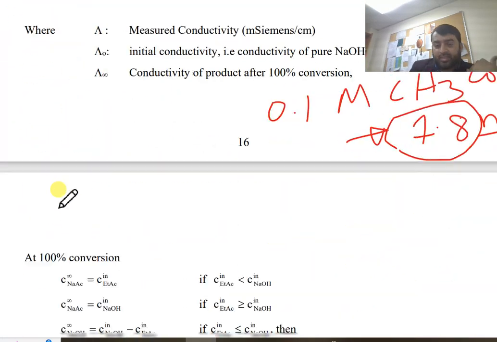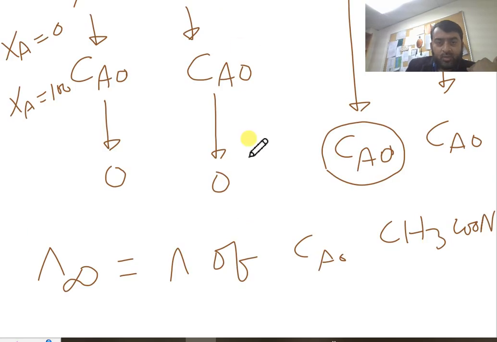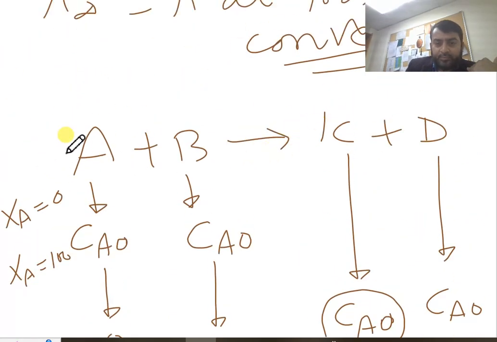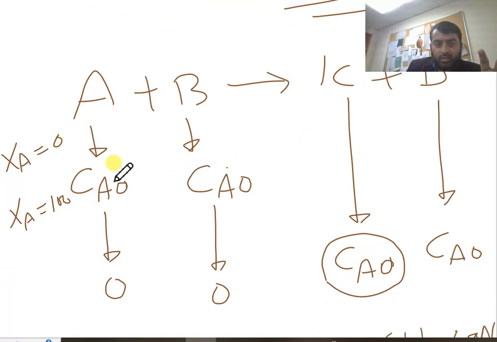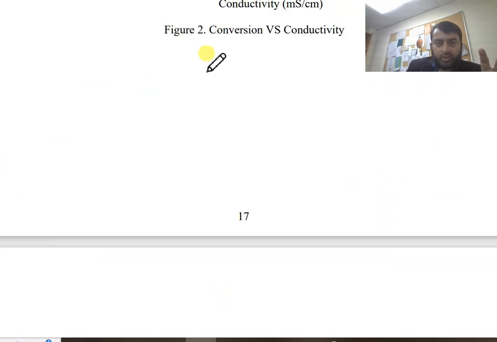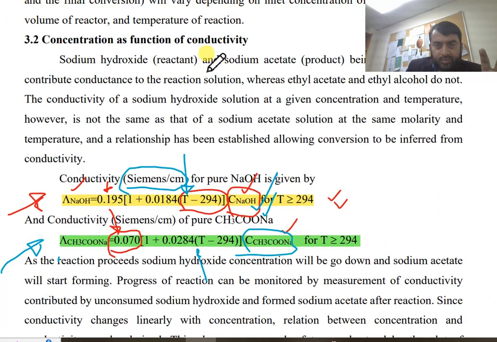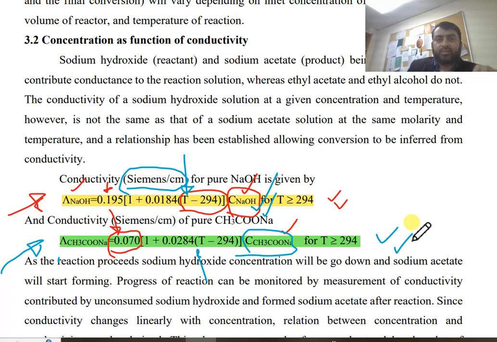So, for lambda infinity, what you need to do is find what concentrations you will have at 100% conversion. When conversion is 100%, based on initial values, you get all the concentrations and see what you have. Then calculate the conductivity of whatever is left over. In this case, we have equal moles, so you will have only sodium acetate. You go to the correlation of sodium acetate and find lambda infinity.